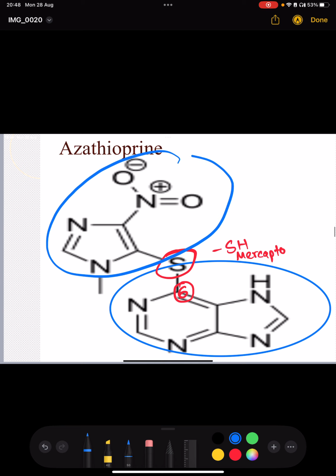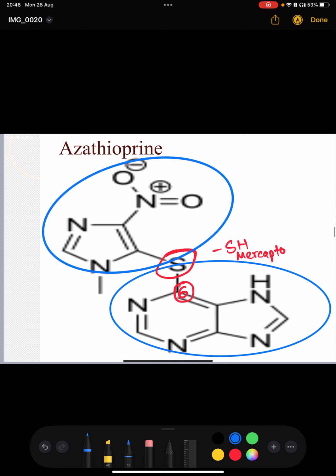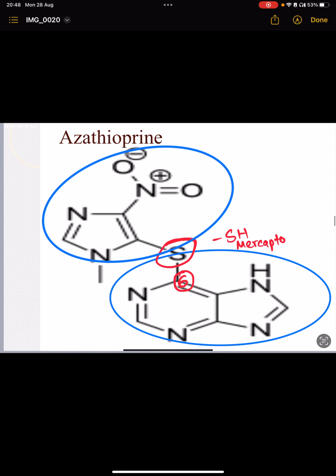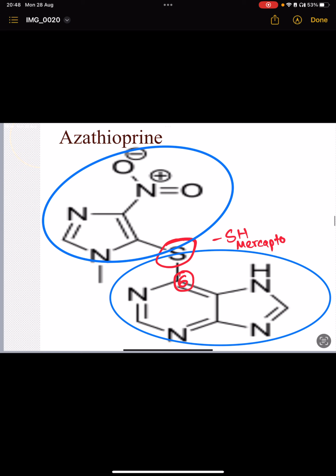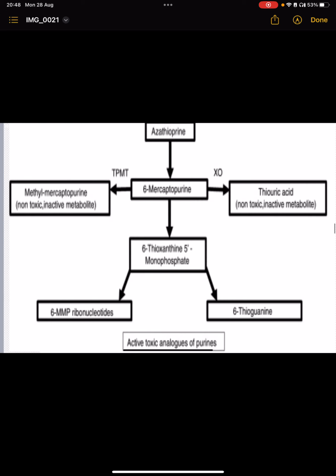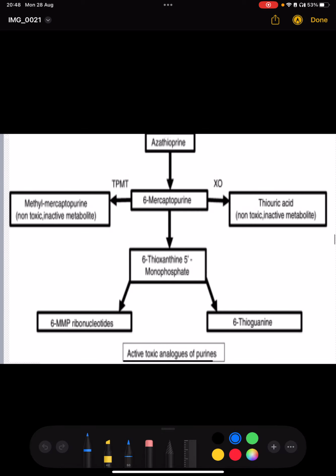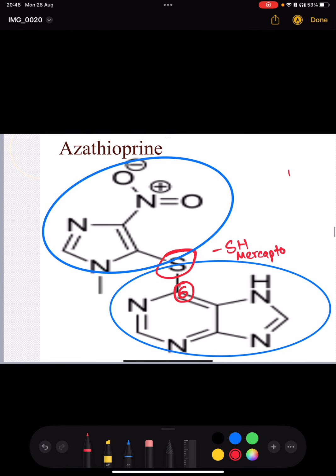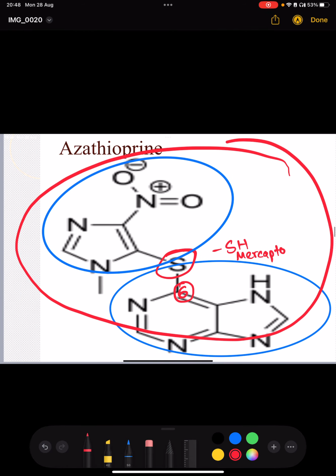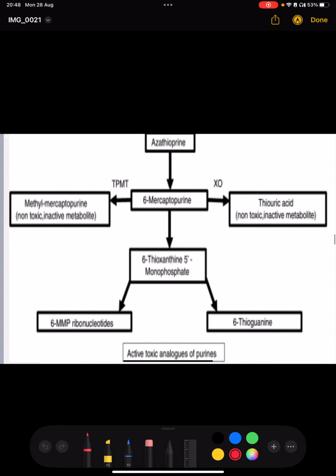So this whole thing is the imidazolyl. It is attached to the mercapto derivative, 6-mercaptopurine. Now, the way azathioprine is going to work is that it goes inside the body. This whole thing goes inside the body, and then it breaks down.